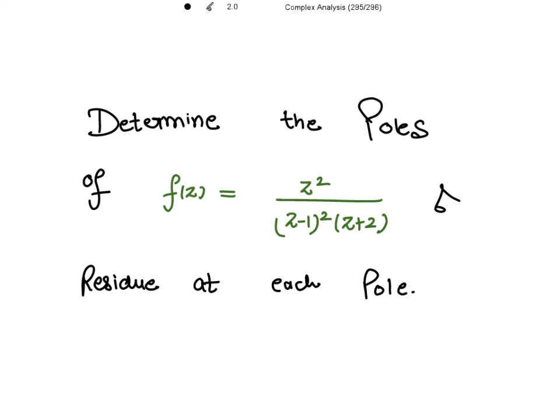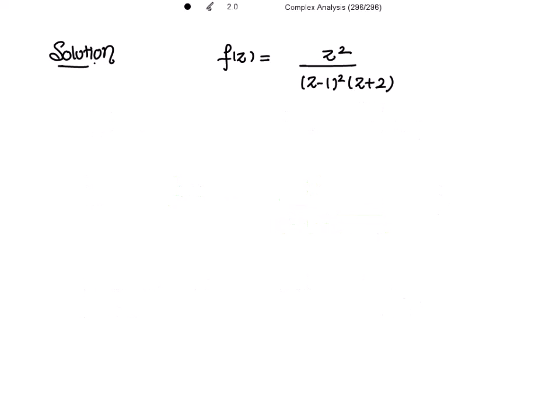Determine the poles of f(z) equal to z squared divided by (z minus 1) whole squared into (z plus 2), and we also need to find the residue at each pole. So this is the function given to us.